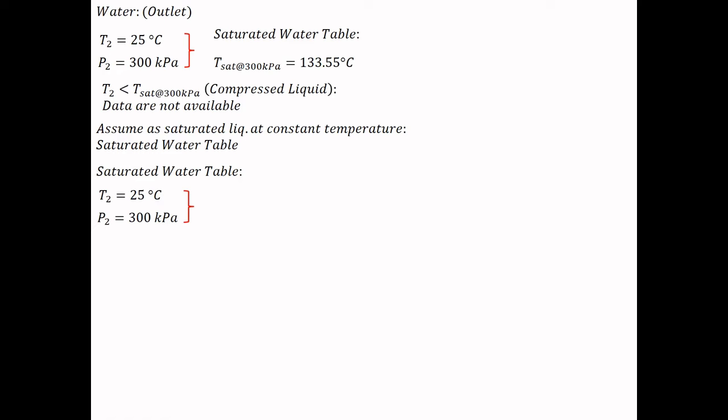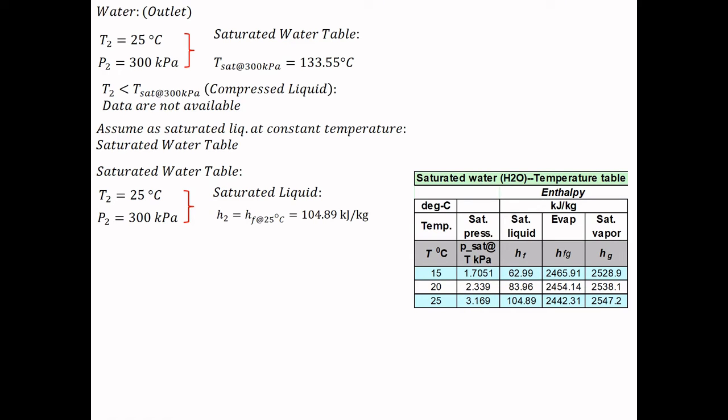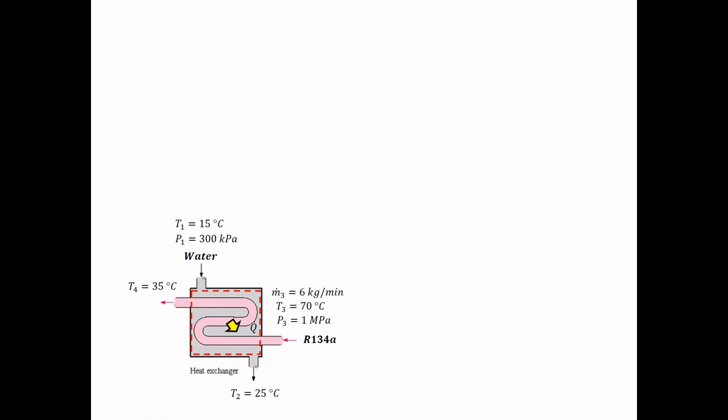So refer to the saturated water table. Okay, so based on the temperature, because we made the assumption, H2 equal to HF at 25 degrees Celsius equal to 104.89 kJ per kg. So the value we can obtain directly from the table. Okay, next, for the water we already completed determining the value of H1 and also H2. So now we need to determine the value of enthalpy at the inlet and at the outlet for the refrigerant 134A.